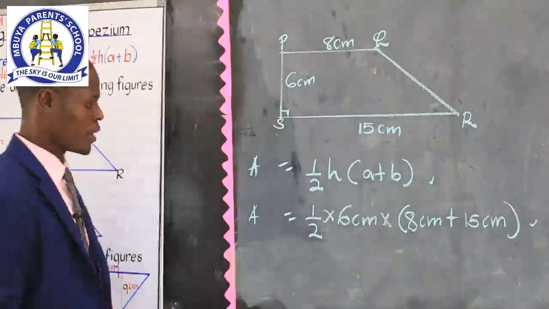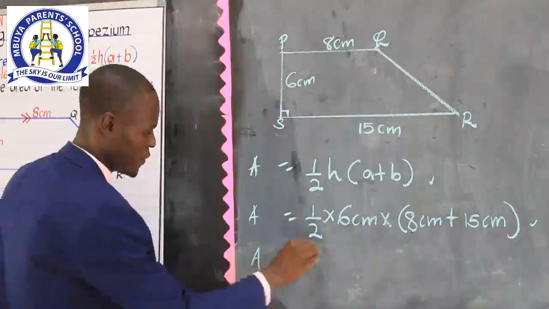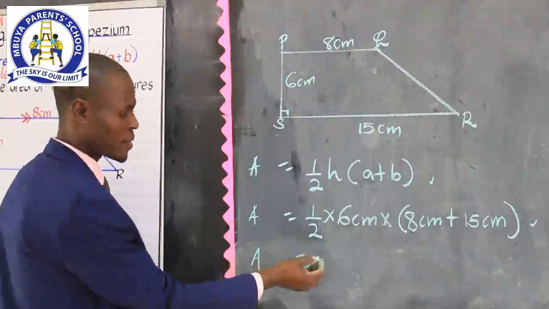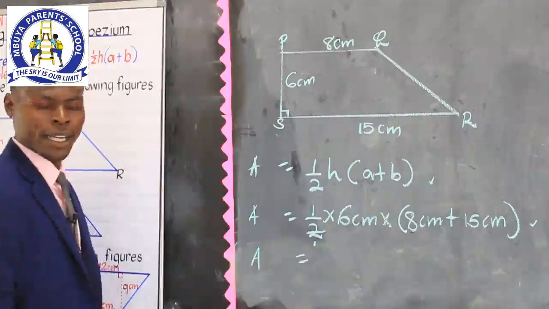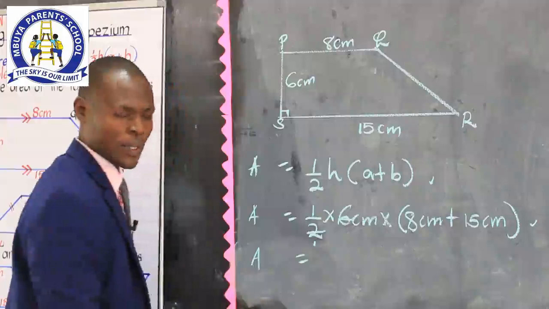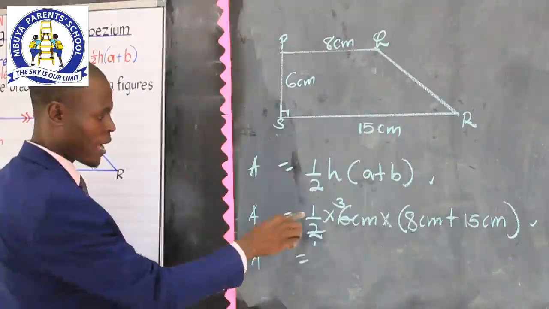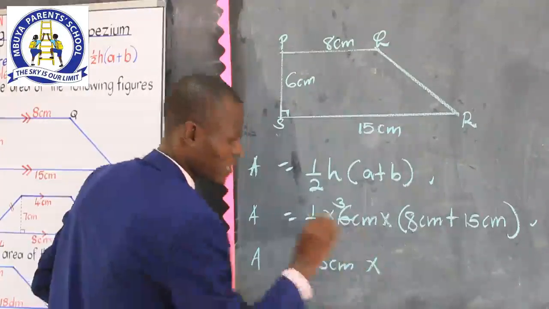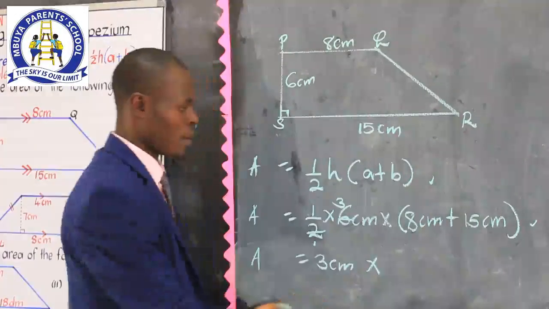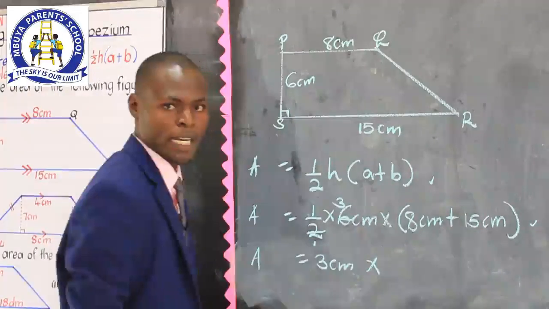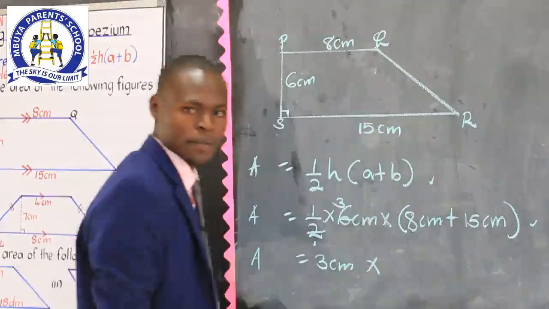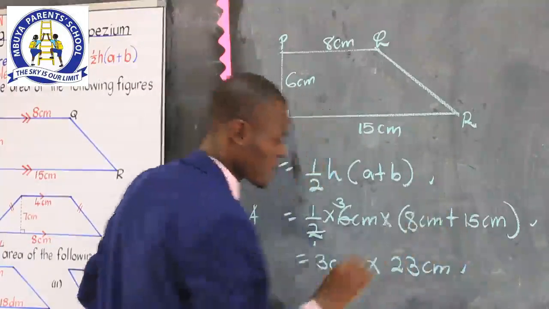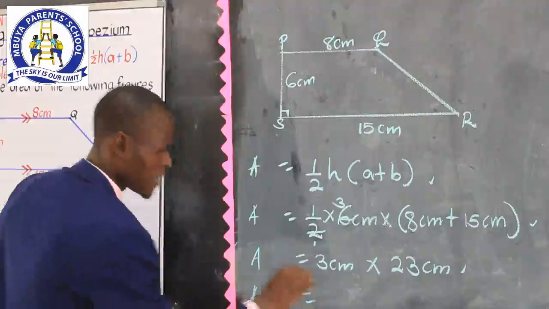I know you are moving with the teacher. That is beautiful. Tell yourself that is beautiful. Go ahead and reduce. Class, by 2 we shall get a 1, and by 2 we shall get a 3. So we have 1 times 3, that gives us 3. Don't forget the units. Times the sum of 8 centimeters plus 15 centimeters, which gives us 23 centimeters. Perfect. So we now need the area.